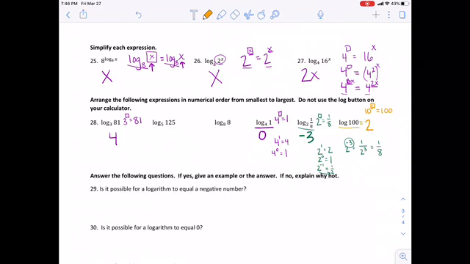Well, once I've evaluated all of these logarithms, I can go ahead and put them in order from smallest to biggest, which I'm going to let you finish that problem.